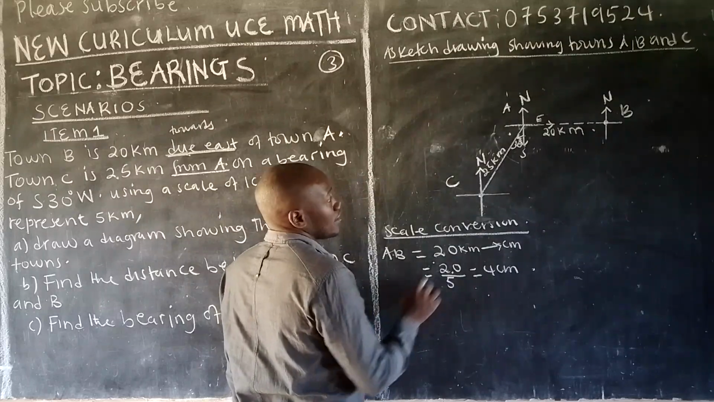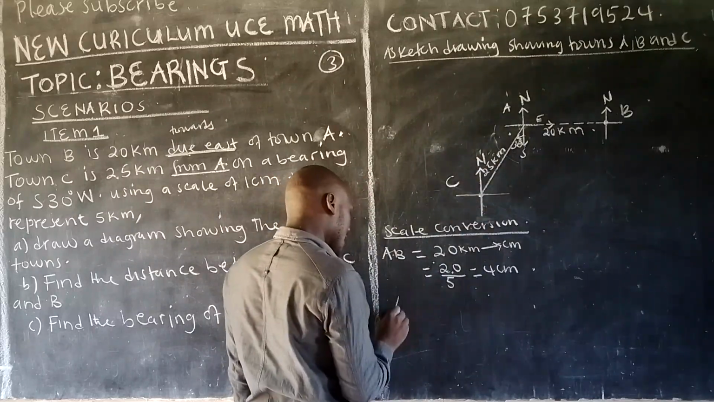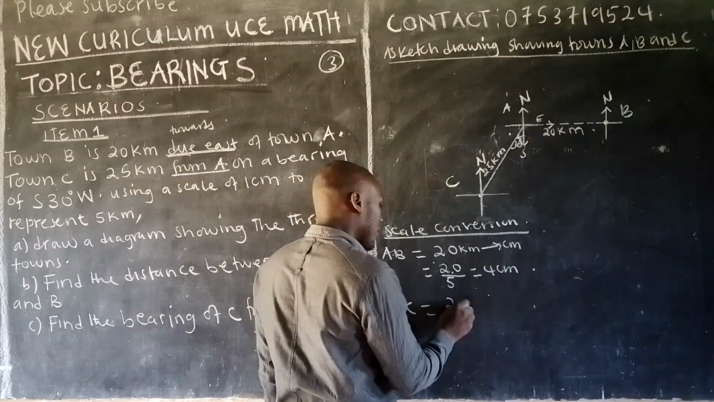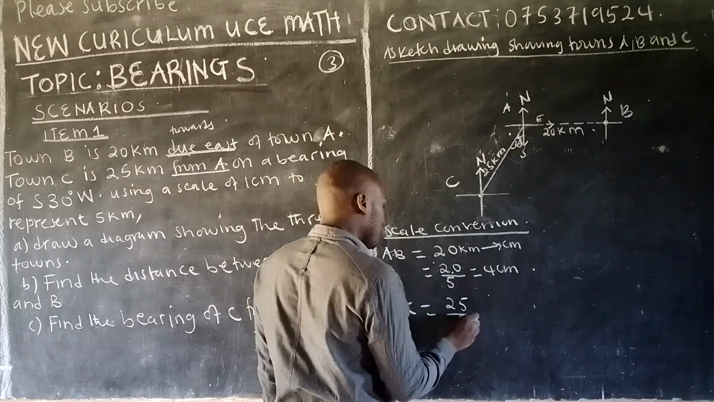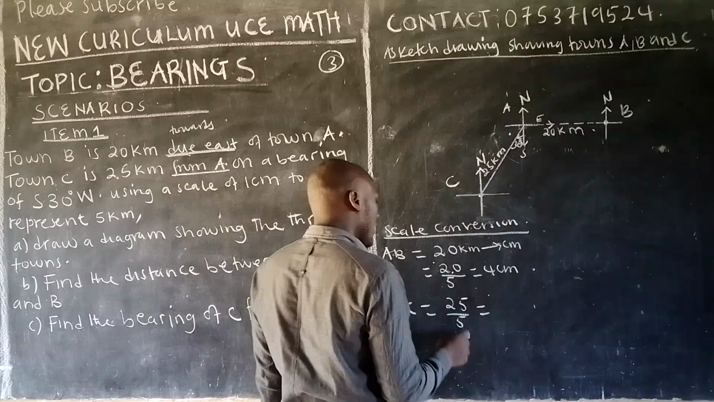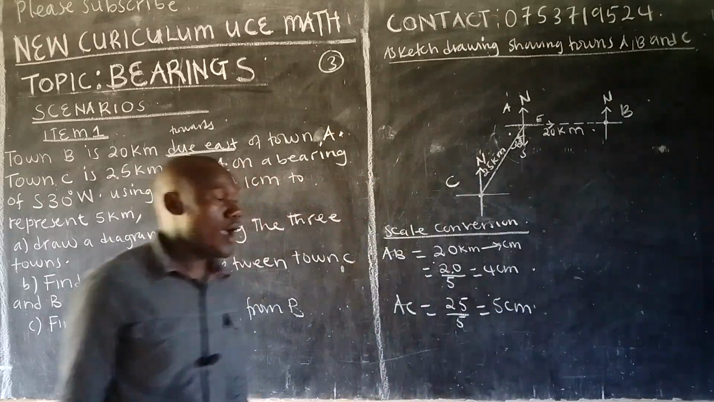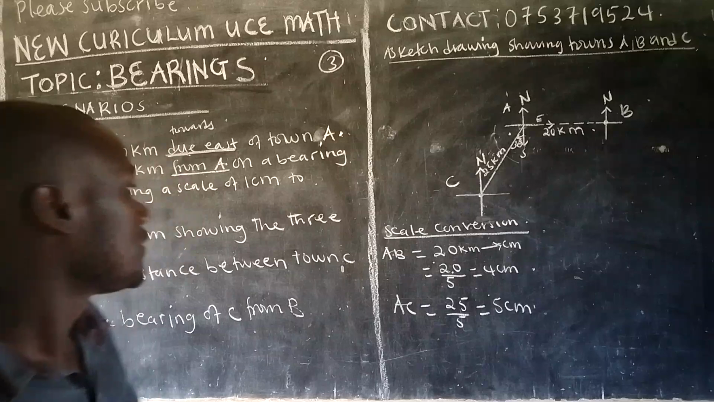Then I'm seeing here AC. Scale conversion: AC is 25 divided by 5. Divide by 5, that will give us 5 centimeters on our sketch.